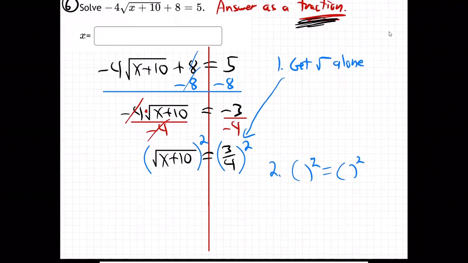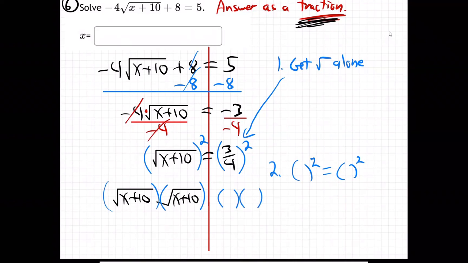Okay, so let's come on down. So what's going to happen here now is we're going to have 2 of these roots, x plus 10. And same thing over here, we're going to have 2 of these, because that's what a 2 power means, is 2 of them. So we have 2 roots on the left side and 2 3/4 on the right side.